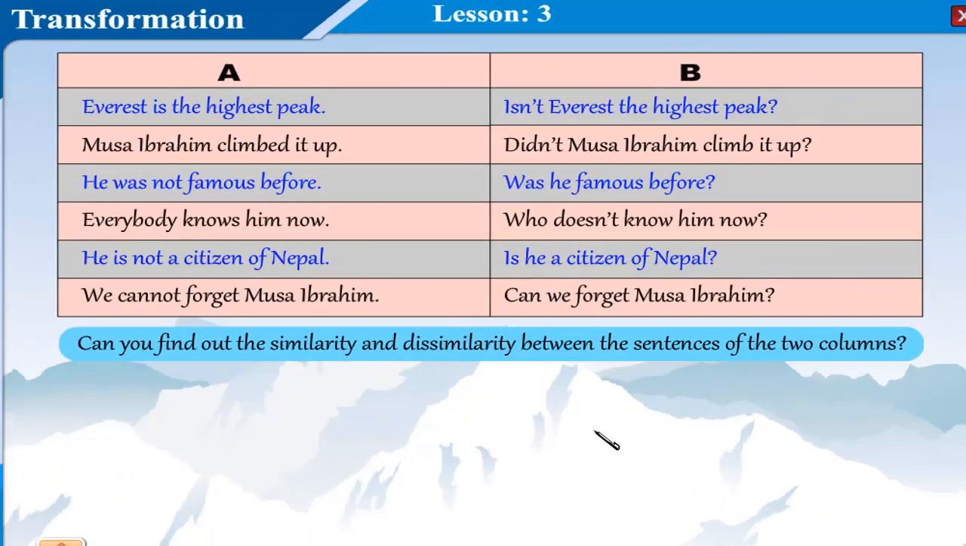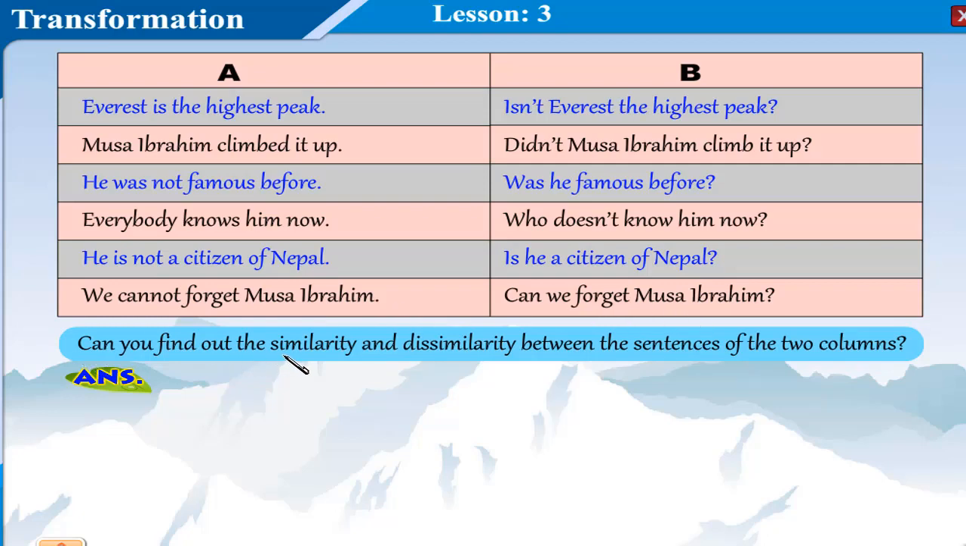Look, it's the analysis of the previous slide. Look, Everest is the highest peak. Isn't Everest the highest peak? Musa Ibrahim climbed it. Didn't Musa Ibrahim climb it? He was not famous before. Was he famous before? Everybody knows him now. Who doesn't know him now? He is not a citizen of Nepal. Is he a citizen of Nepal? We cannot forget Musa Ibrahim. Can we forget Musa Ibrahim?